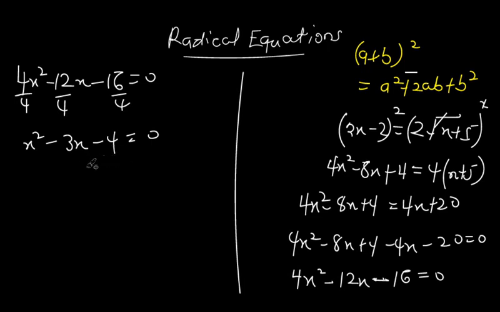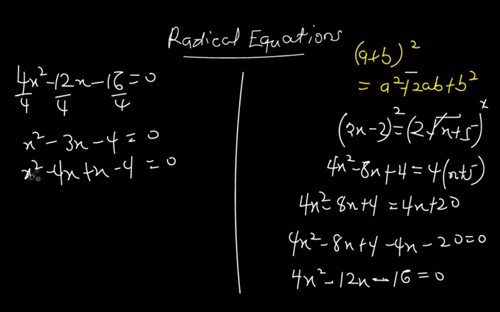So which two numbers, 1 times 4 over here, will give us negative 4? Which two numbers, if we multiply them we get negative 4, but if we add or subtract we get negative 3? It so happens that minus 4 and positive 1 will do that for us. So we have x squared minus 4x plus x minus 4 is equal to 0.